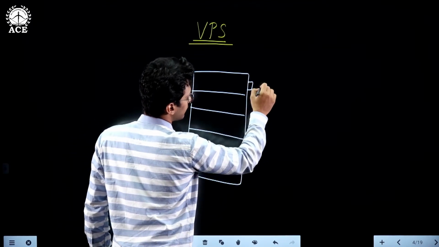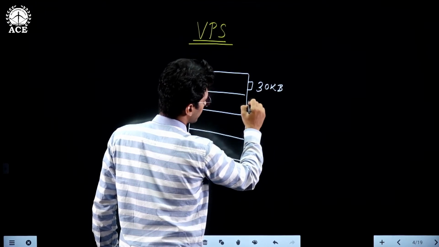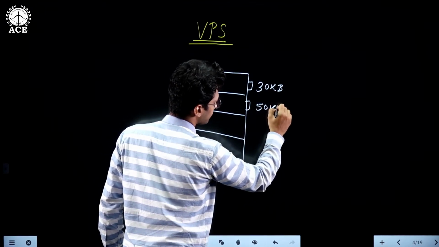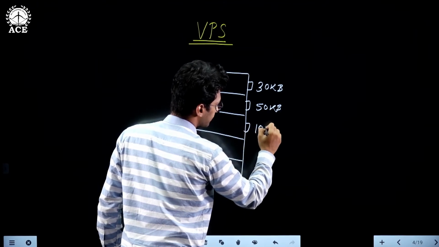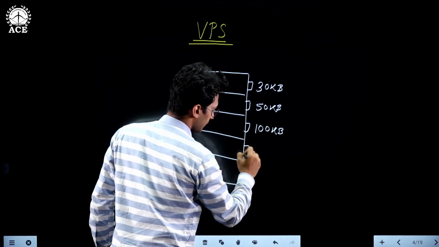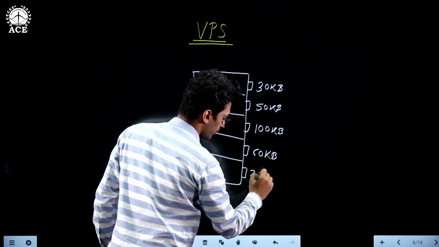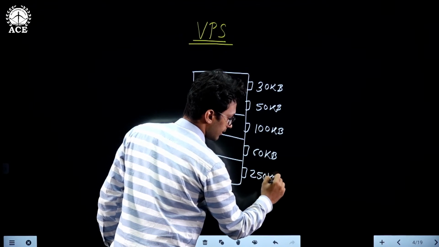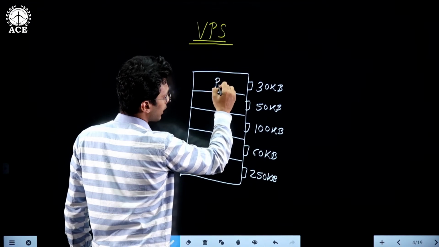Let's say 30 kb, 50 kb, 100 kb, 60 kb, 250 kb. So these processes arrived. Process P1 arrived of 30 kb.